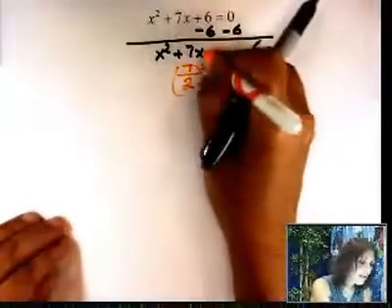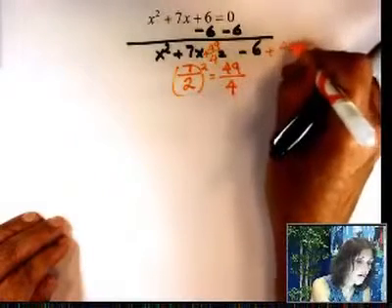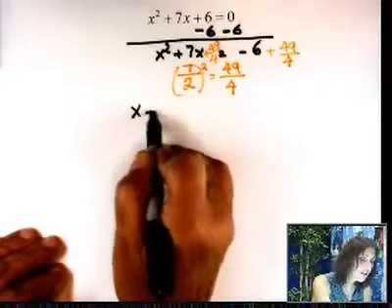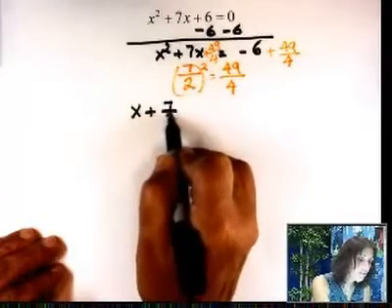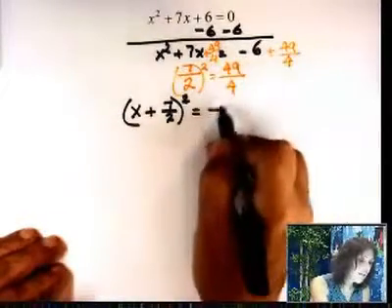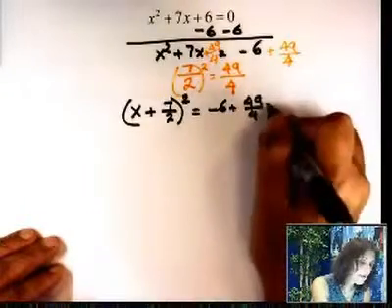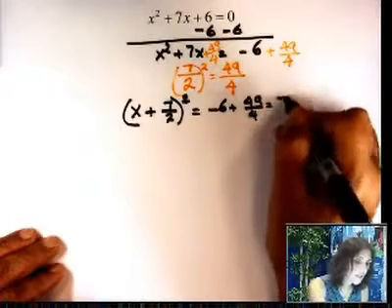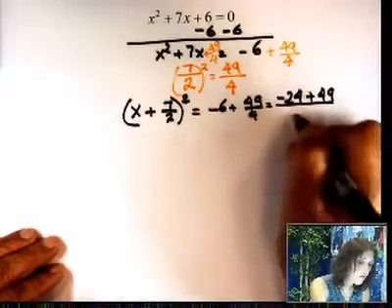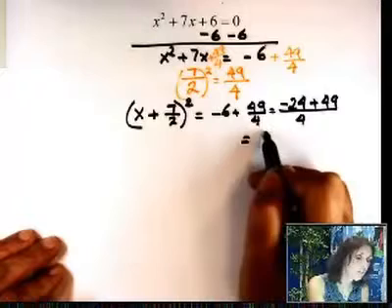Okay? You put that here. All right. Now what do you have? On the left, x plus 7 over 2 squared. On the right, negative 6 plus 49 over 4. That means 4 times 6, 24. Negative 24 plus 49 over 4. What is negative 24 plus 49? That looks like 25.